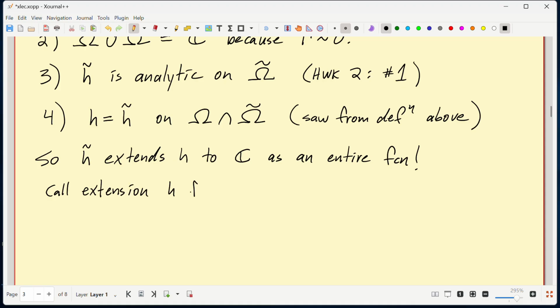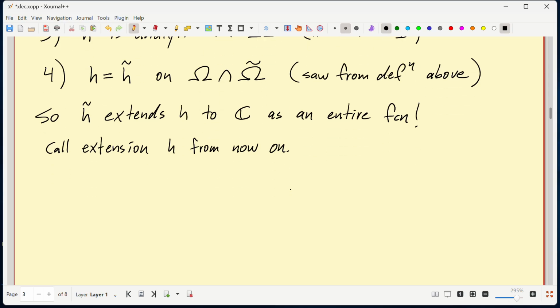From now on. Questions so far? Okay, now I've got to get a bounded entire function. So my next step is to show that H goes to 0 at infinity.